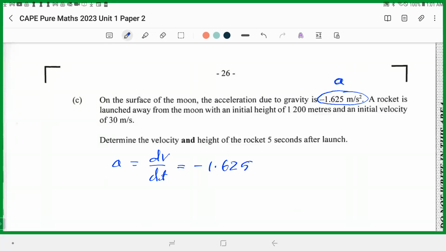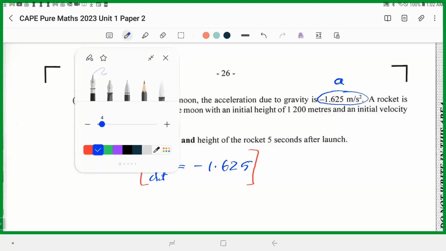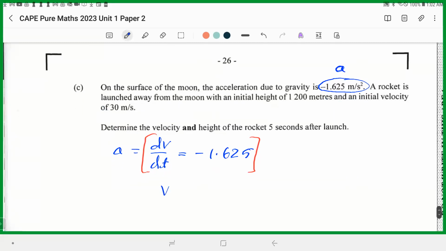1.625. So then to get the velocity, we have to separate the variables, multiply the dt over here. So we're really working inside here. All right, so we're going to get dv equals -1.625 dt. Sorry, not the velocity, dv equals that. And then you integrate both sides.